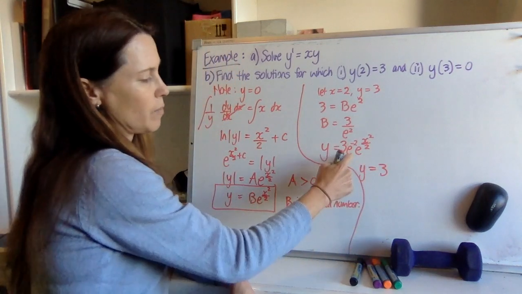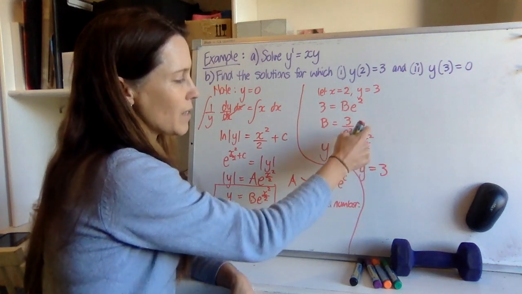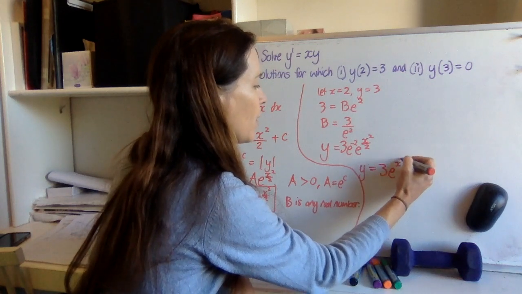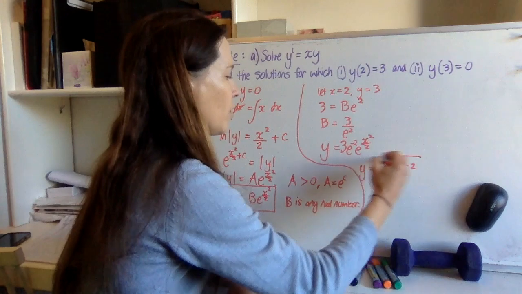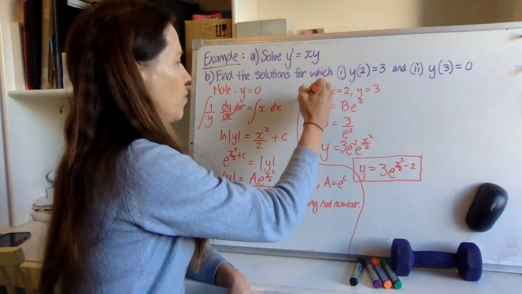And if we've got bases that are the same, then we can add the powers. So we've got negative 2 plus x squared over 2, and that can be written best as x squared over 2 minus 2. And I think that's the neater version. So that's our first particular solution for here. So that's for part 1.